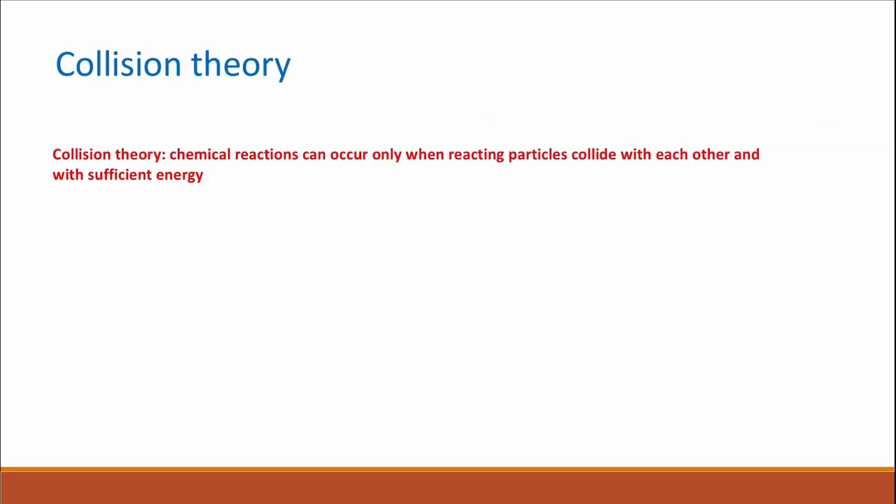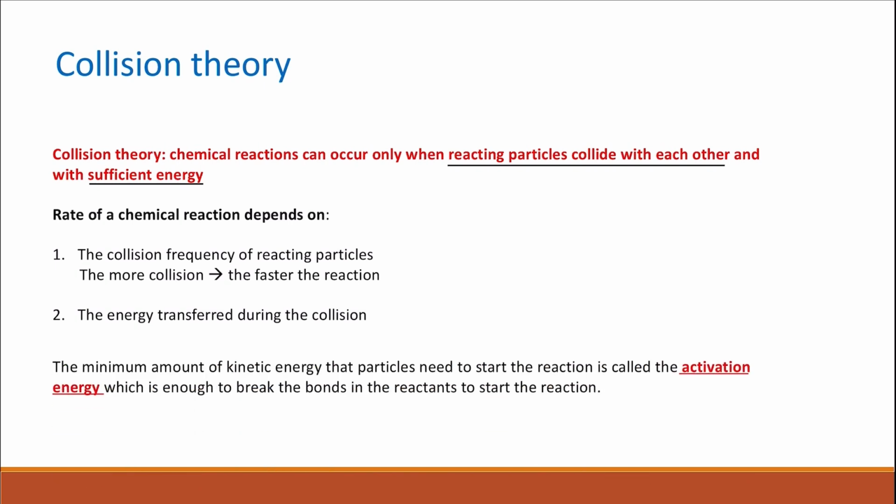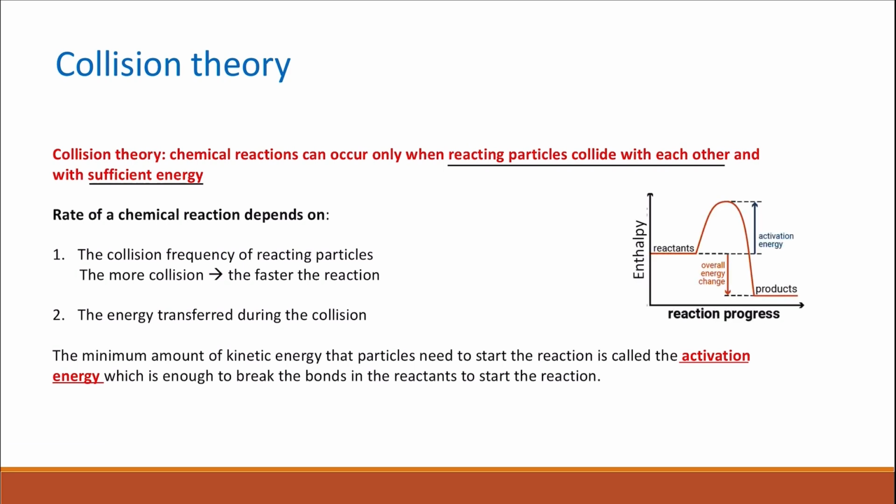According to the collision theory, a chemical reaction can occur only when the reacting particles collide with each other with sufficient energy. So they have to collide, and the collision has to have sufficient energy. So the rate of a chemical reaction will depend on the collision frequency of the reacting particles. If there are more collisions, then the reaction will be faster, and also the energy transferred during the collision matters. Remember that the minimum amount of kinetic energy the particles need to start the reaction is called the activation energy, which is enough to break the bonds in the reactants to start the reaction.